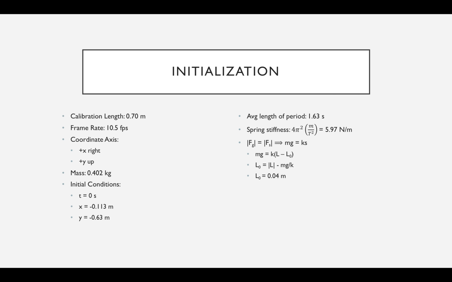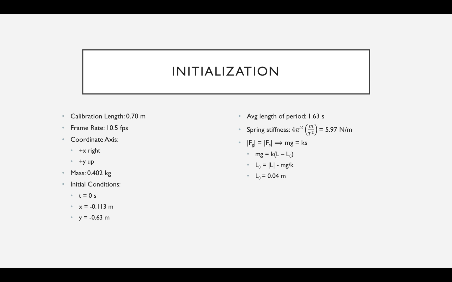The initialization values for this lab were as follows. The calibration length was 0.7 meters, the frame rate was 10.5 FPS, and the mass was 0.402 kilograms, and all of these values were given in the lecture videos. The coordinate axis was set so that positive y faced up and positive x pointed to the right. The initial position vector and the average length of the time period were found using the tracker data analysis.